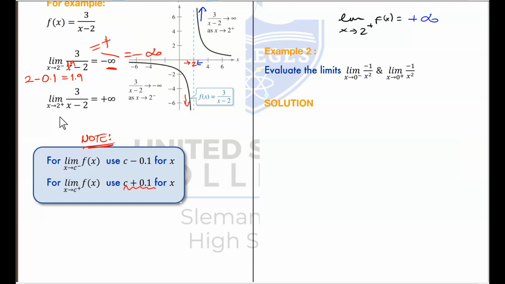Okay. Similarly, from the positive side, this time you add 0.1 to the number that you're approaching. 2 plus 0.1, 2.1. So substitute 2.1 for x and see the sign of the result. 3 is positive. 2.1 minus 2 is 0.1, which is also positive. Positive divided by positive is positive. Okay, like this.